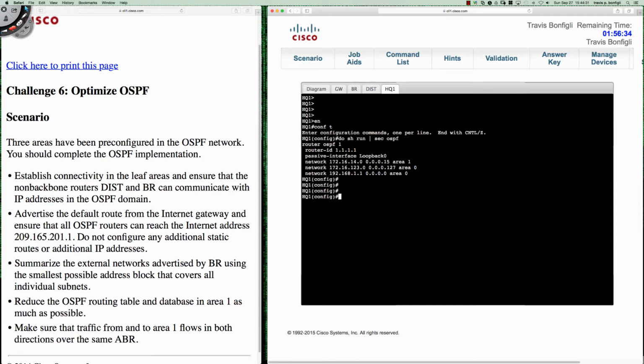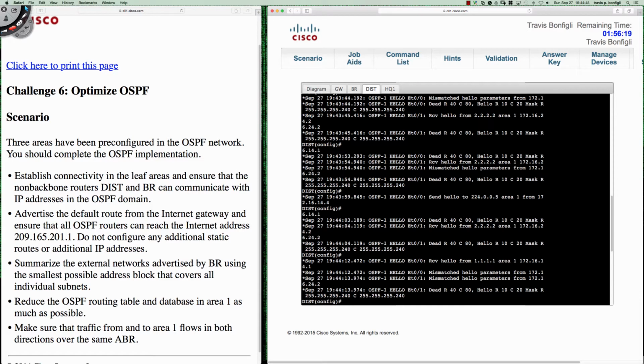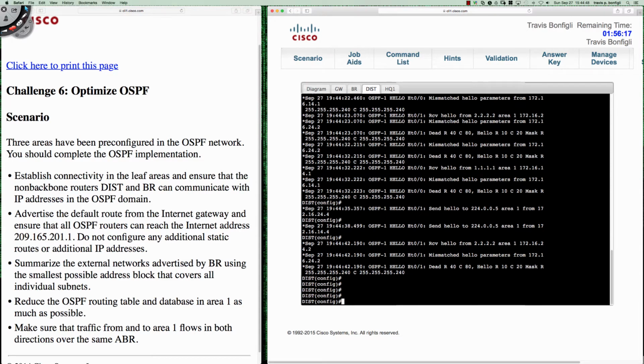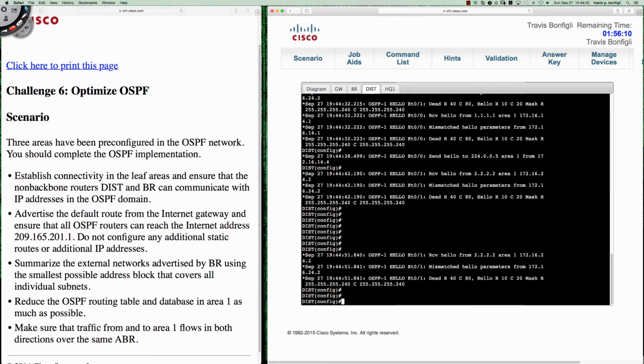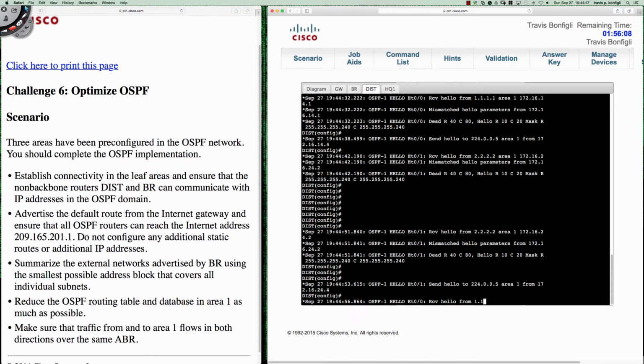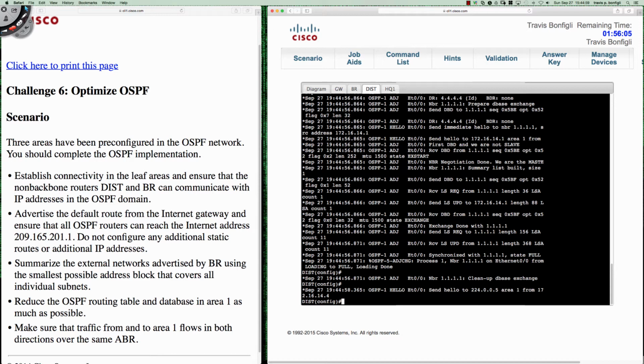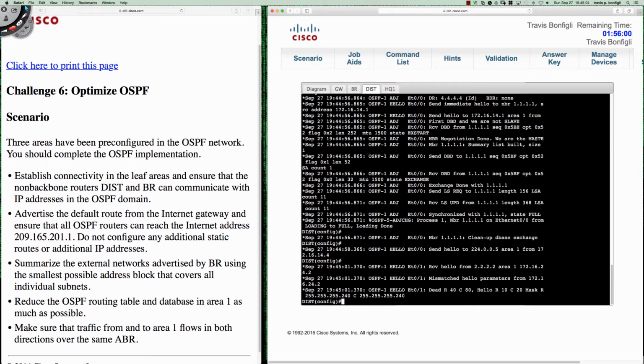Well, let's go ahead, we're going to play along here. We'll say interface Ethernet 01, IP OSPF hello interval 20. And what we should see, if that is the only problem between the HQ and dist routers, is that the adjacency should form. So let's see if we're still getting the mismatch hello. We're seeing it from router 2.2.2.2 area 1, and there we go. We've got what appears to be an adjacency establishing.